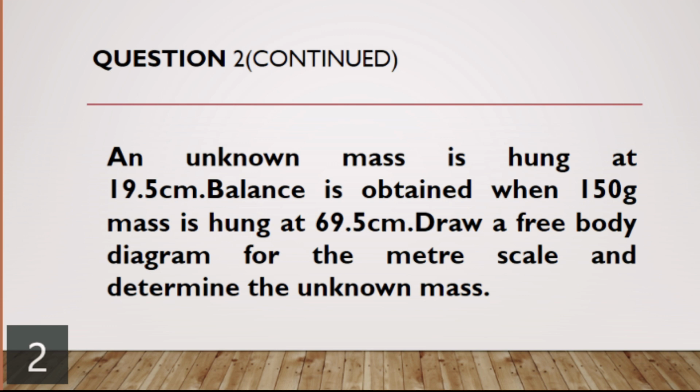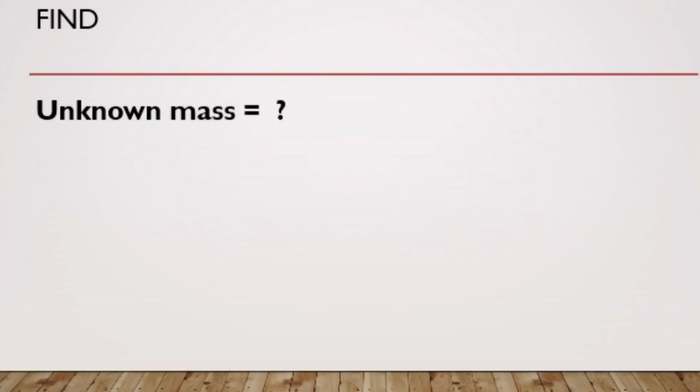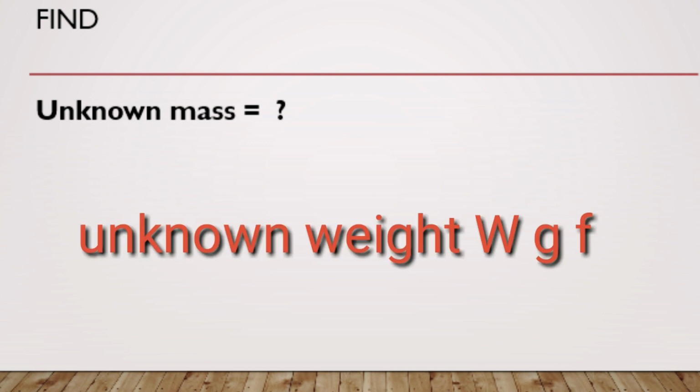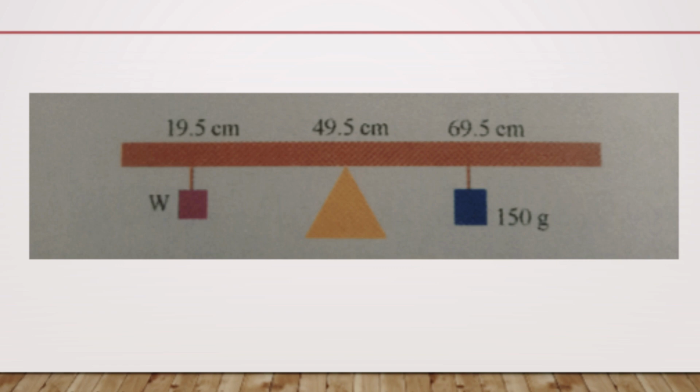You can maintain it in the same way, and in the final result also you can represent it in the CGS unit. Consider the mass which we need to find out, or the weight which we need to find out, as the unknown weight, given by the letter W. The clockwise moment here is 69.5 centimeter and 150 gram, and on the other side we can take the anti-clockwise moment.